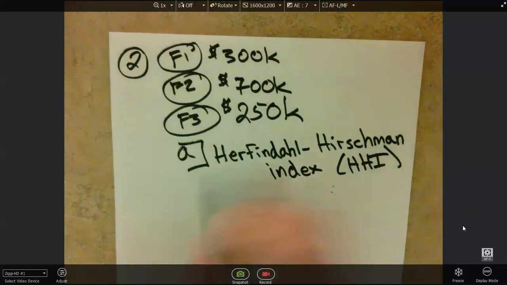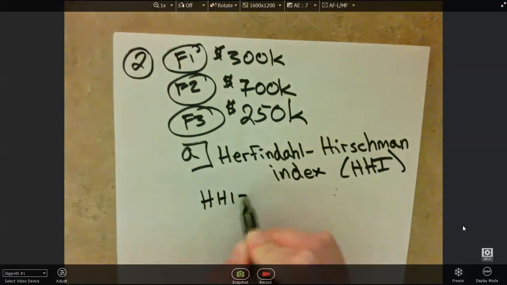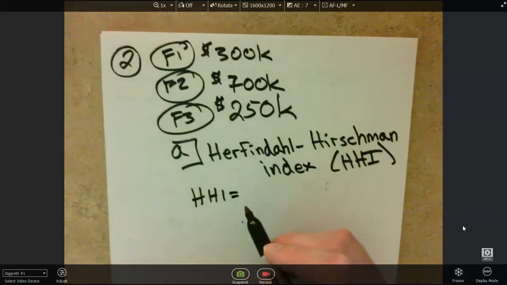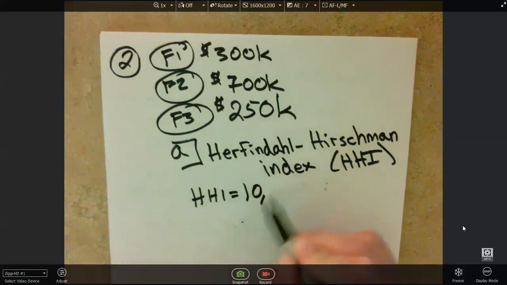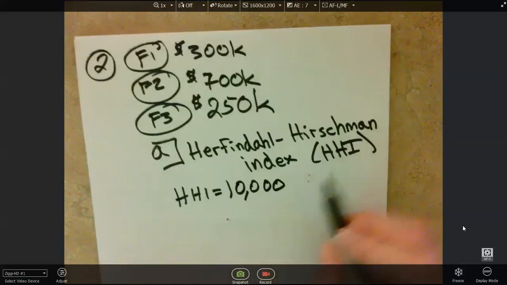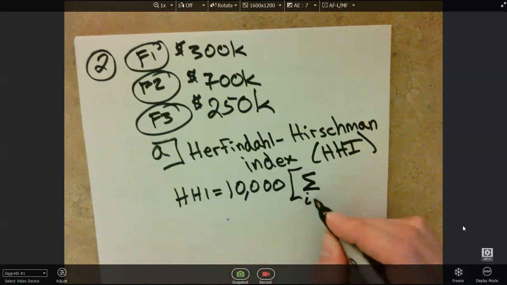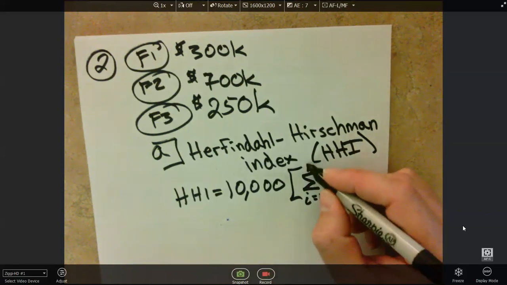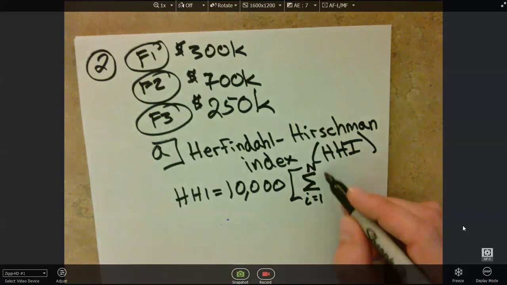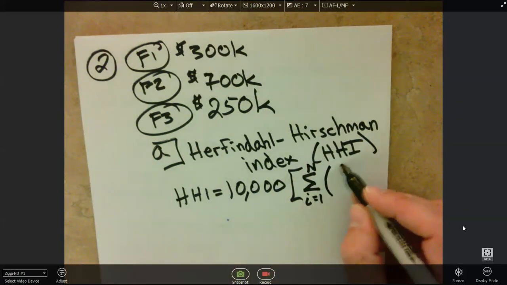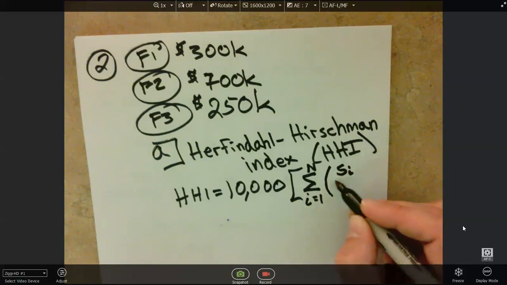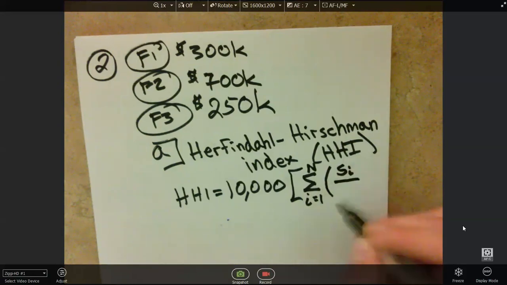All right, so HHI is equal to, what's HHI scaled between? 1 and 10,000. That's over 9,000. Joke for all my anime nerds out there. And this is going to be 10,000 times the sum over all of the firms in the industry that we're told about. We only have 3 this time, which is sweet. The individual sales of that company over the total.